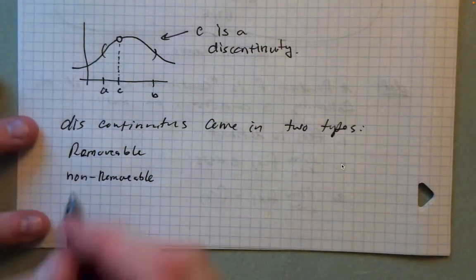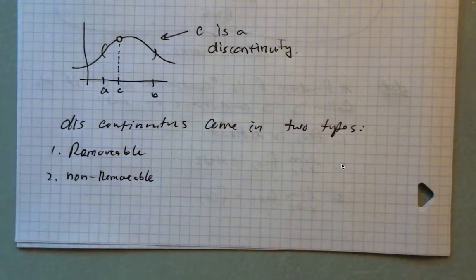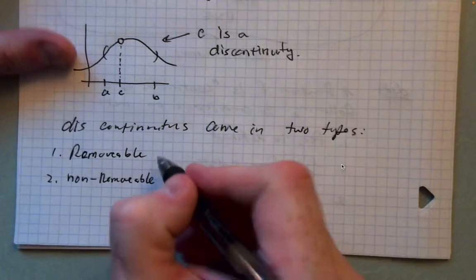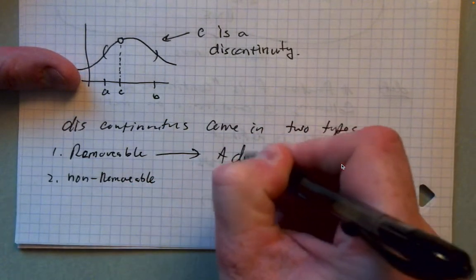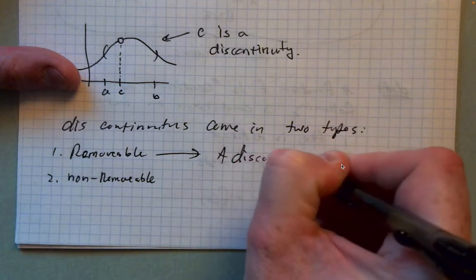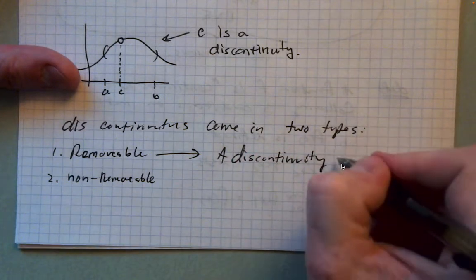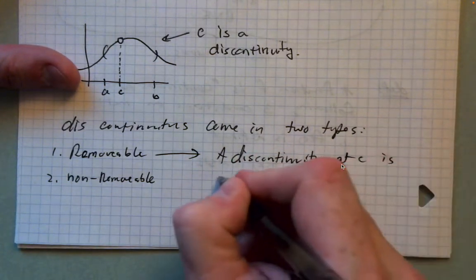So what do we mean by these? Well, a removable discontinuity is a discontinuity that can be made continuous by an appropriate redefining, or possibly defining, of the value of the function at the point. So let's talk about removable first. A discontinuity at c is called removable.